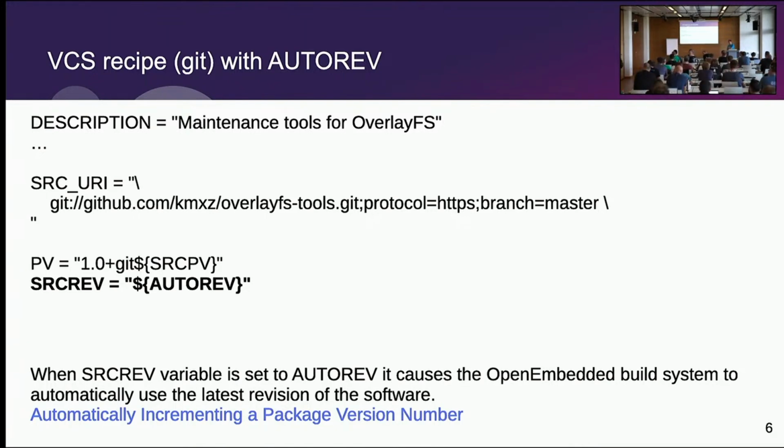I need a different strategy for my talk later. You still need the PV line. You should not have the source PV variable. So it should still say something plus Git, and then BitBake will automatically, magically convert the plus Git to the plus Git and part of the revision SHA number.